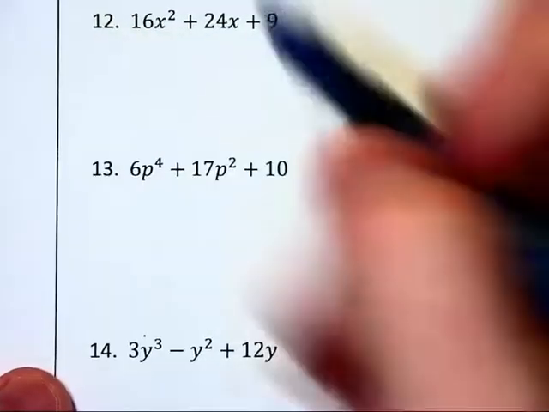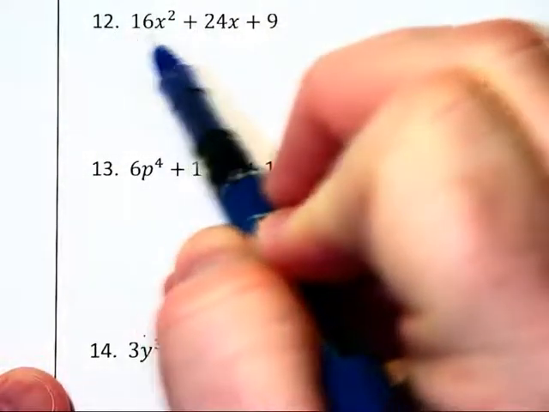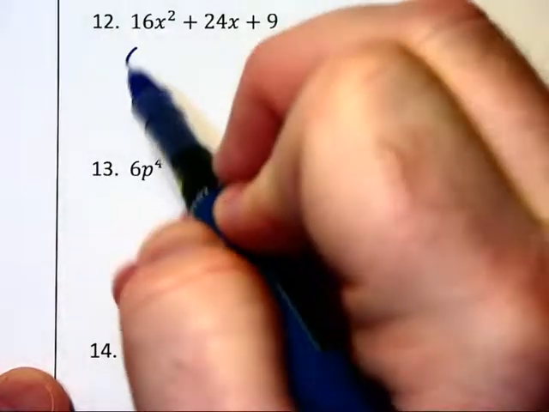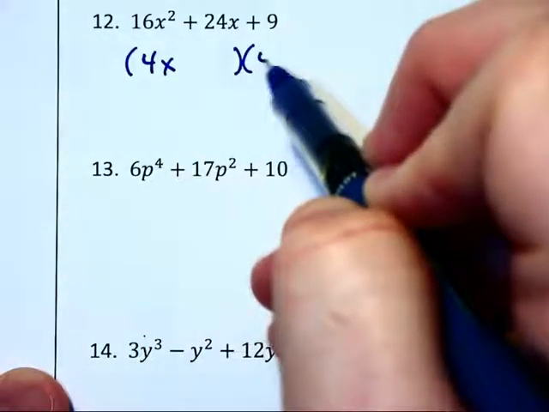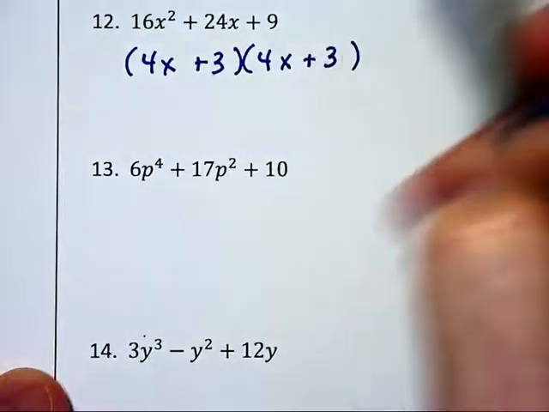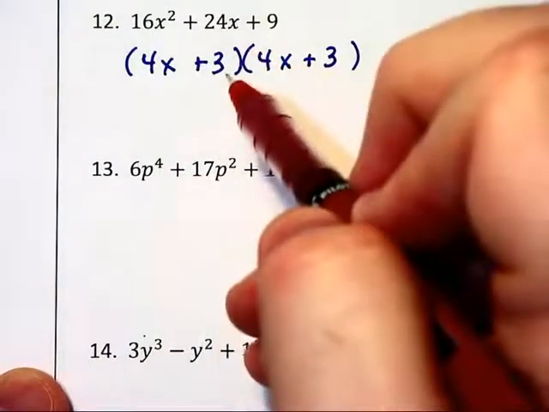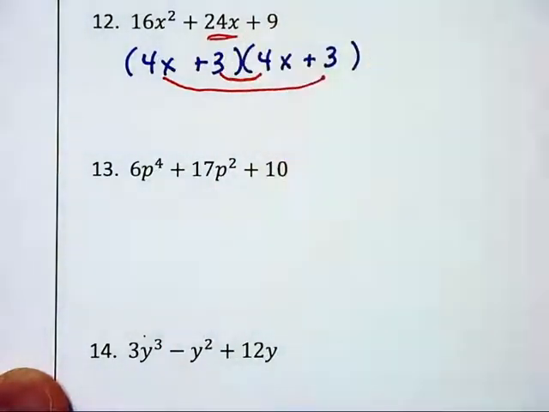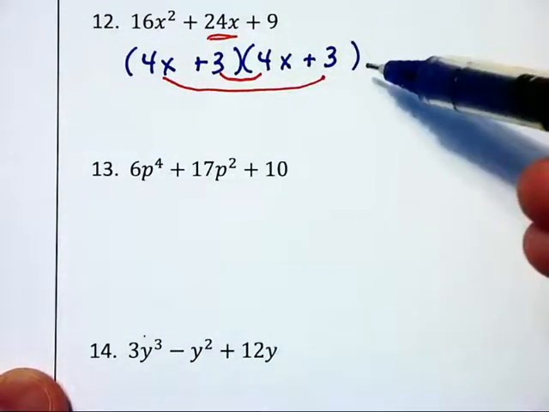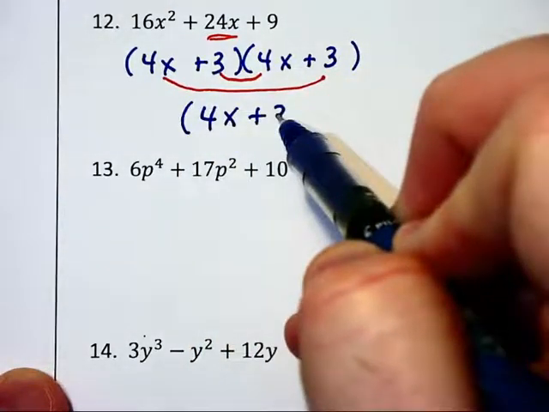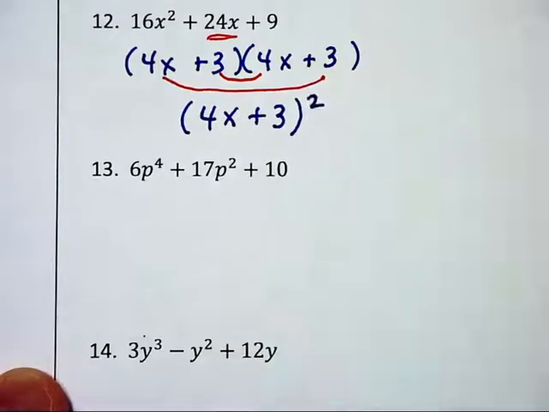For number 12, I noticed that 4x times 4x makes 16x squared, 3 times 3 makes 9. I wonder if I can factor this into 4x and 4x plus 3 and plus 3. That would be a nice way to go. My inner would be a 12x, my outer would be a 12x, and yes, those do add up to make 24x. Now, since this happens somewhat frequently, it's worth checking for that. We're going to rewrite this as a binomial square, 4x plus 3, quantity squared.